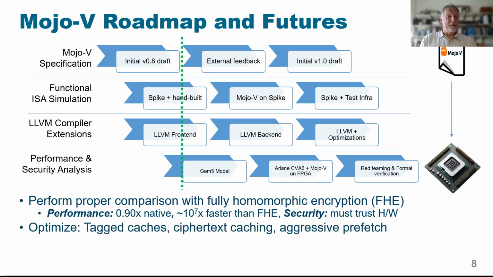And we're not going to rest at 0.9 performance. I personally believe I can get Mojo-V computation to run faster than native. And I'll tell you why in a second.